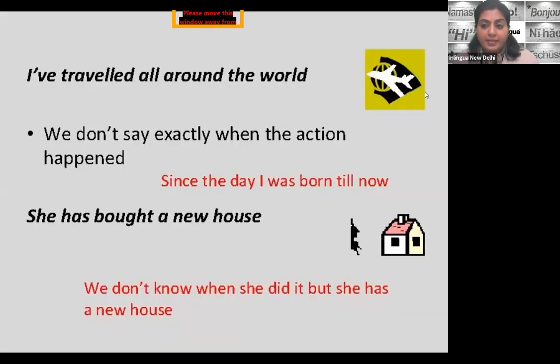So, another example: I have traveled around the world. Now here you see I've. This particular contraction is a short form for I plus have. I've traveled all around the world. We don't say exactly when the action happened.